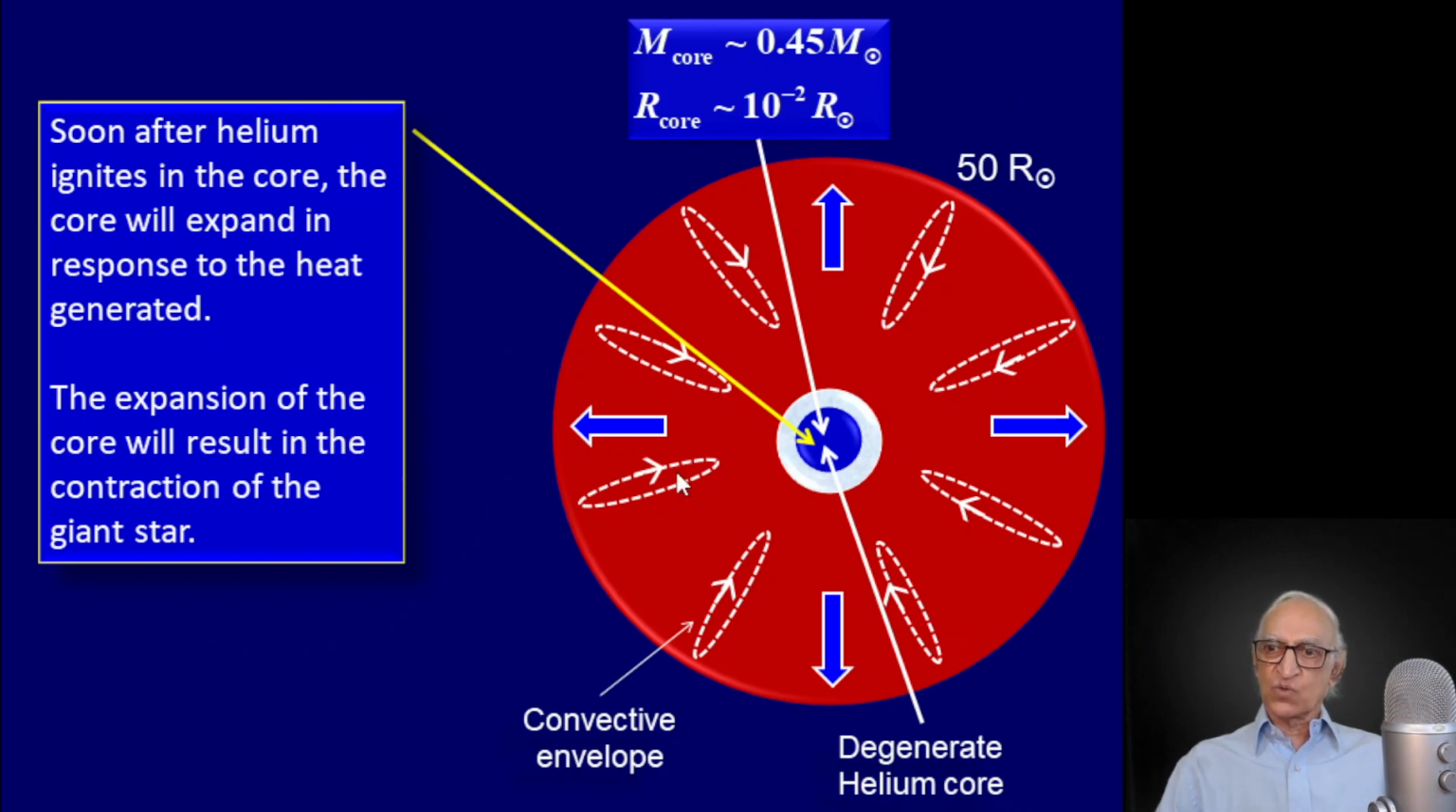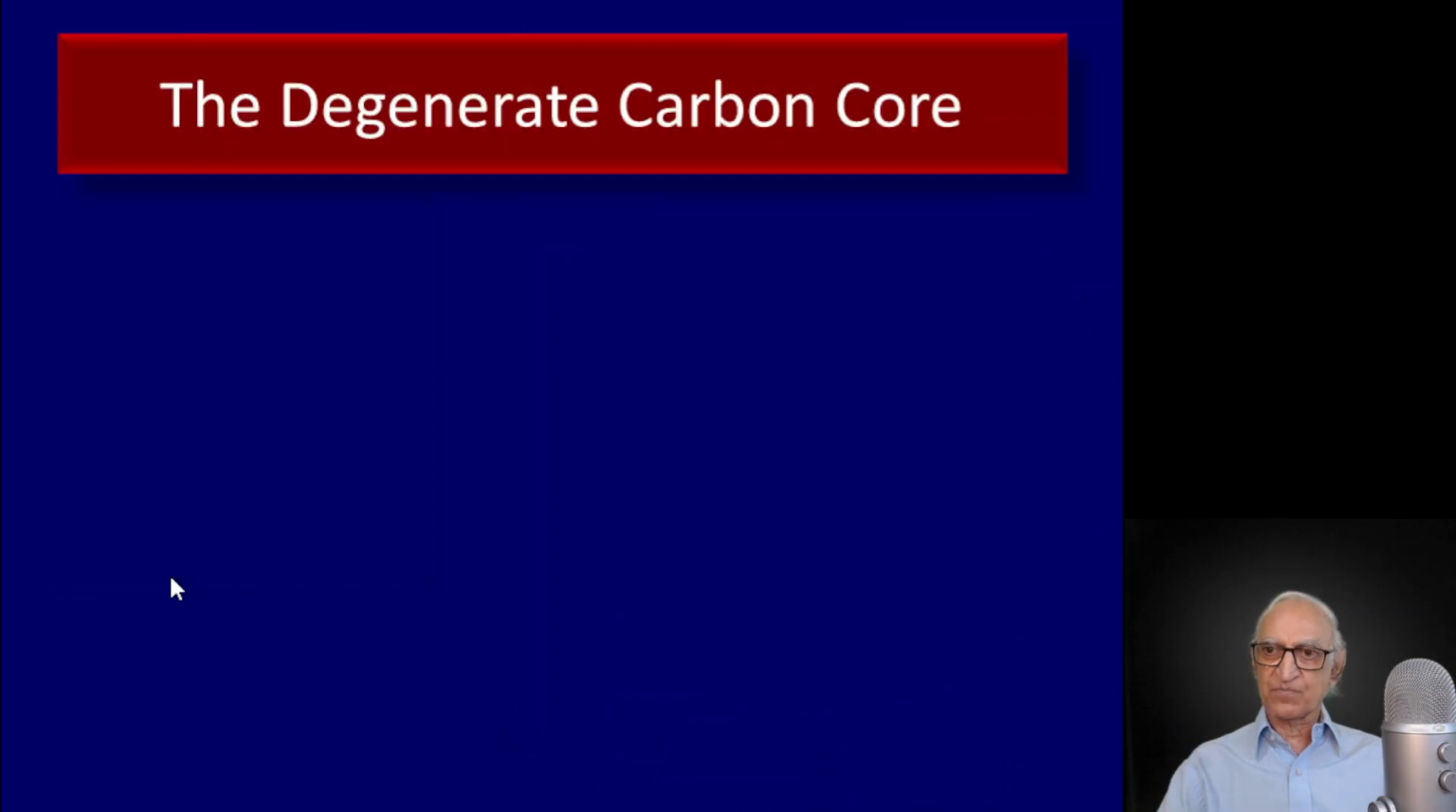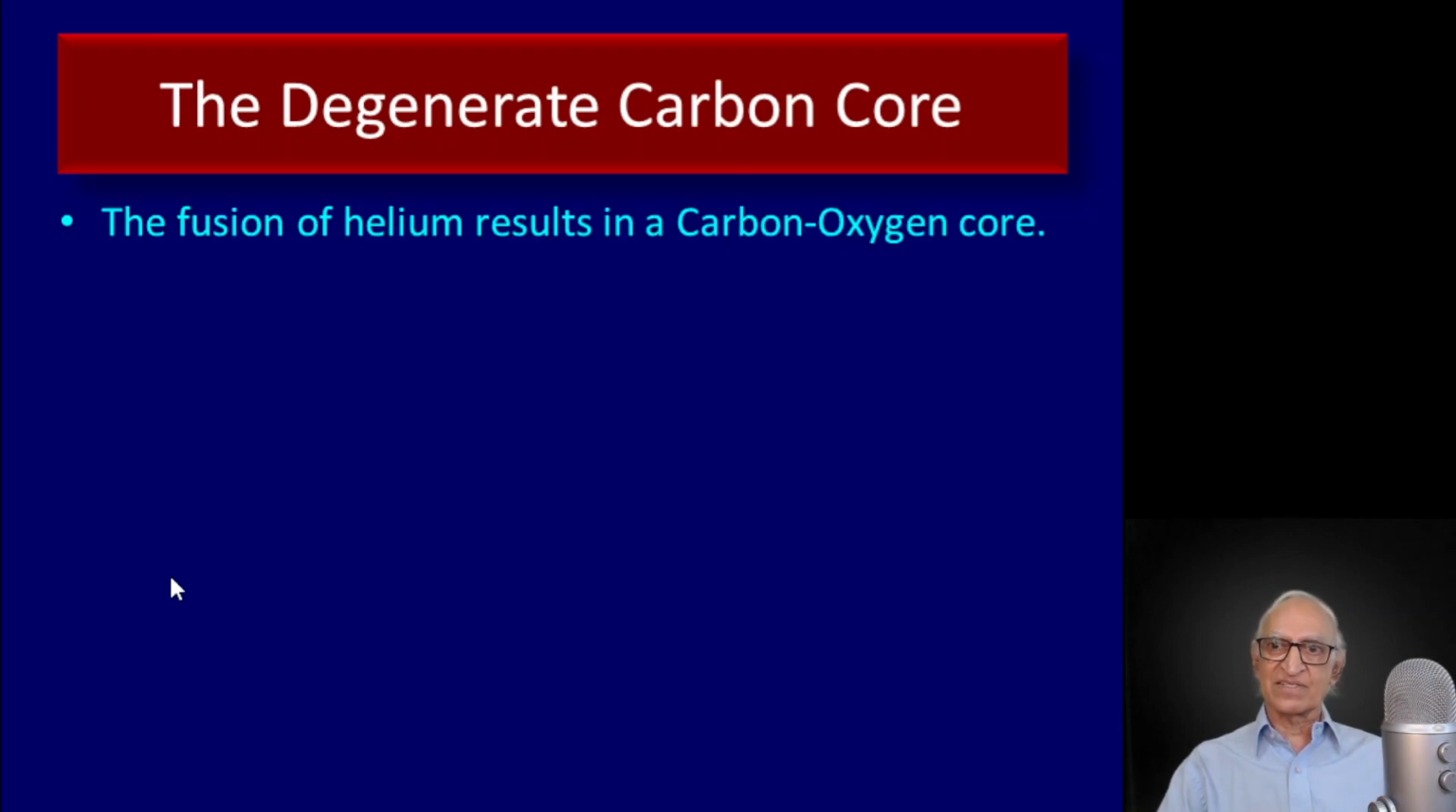So here you had the red giant star. Soon after the helium ignites, the core will expand in response to the heat generated. The expansion of the core will result in the contraction of the giant star. So once again, the star will become small. Now let us look at the core. The story is going to get very interesting now.